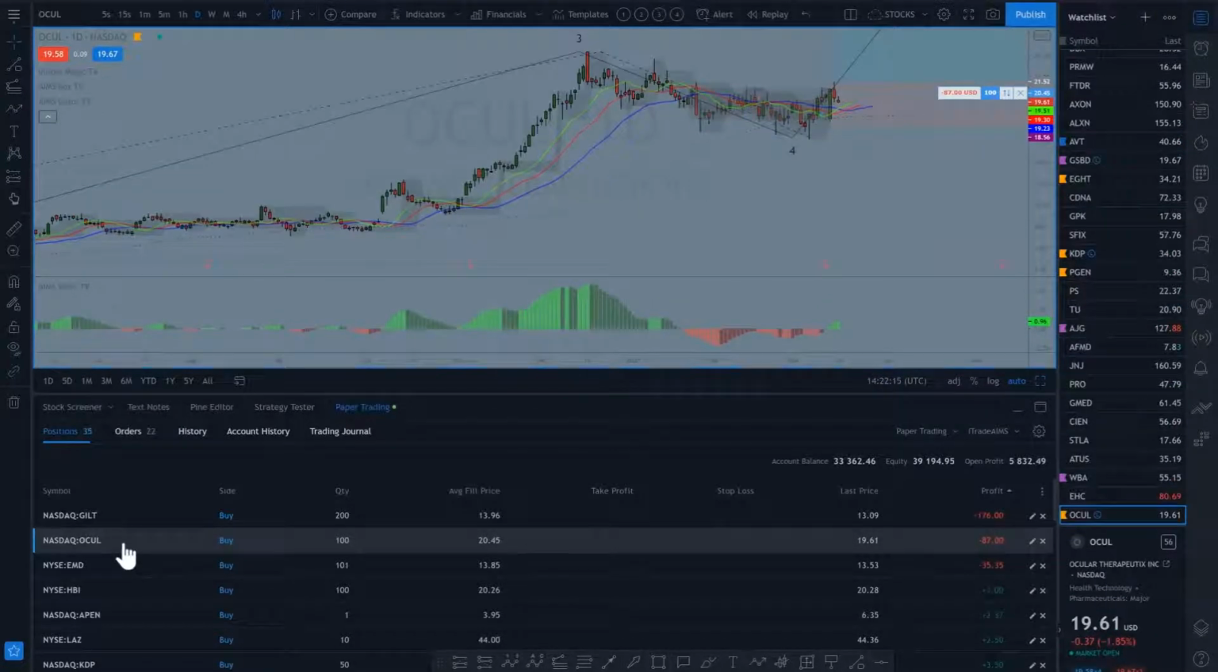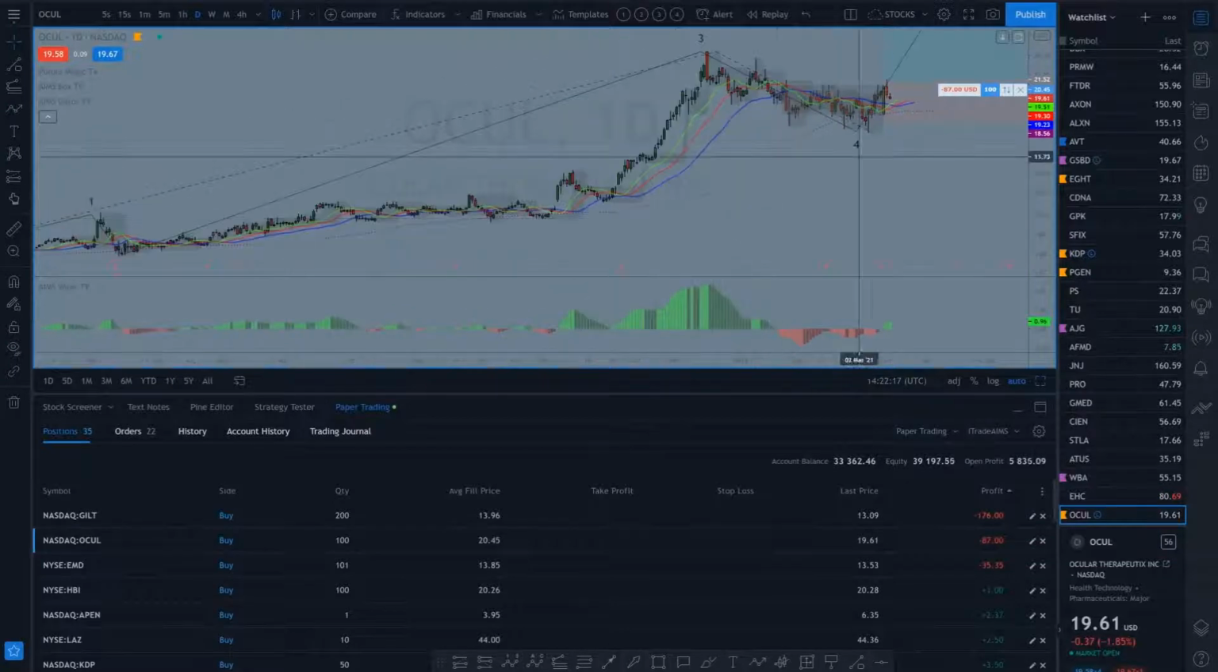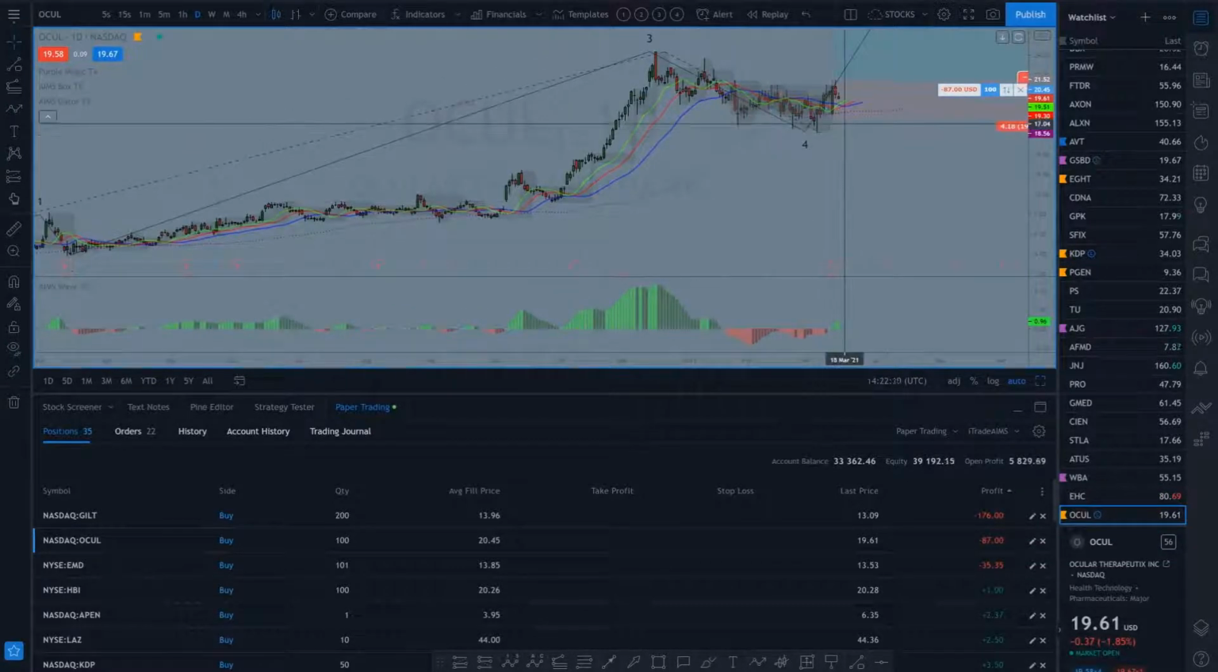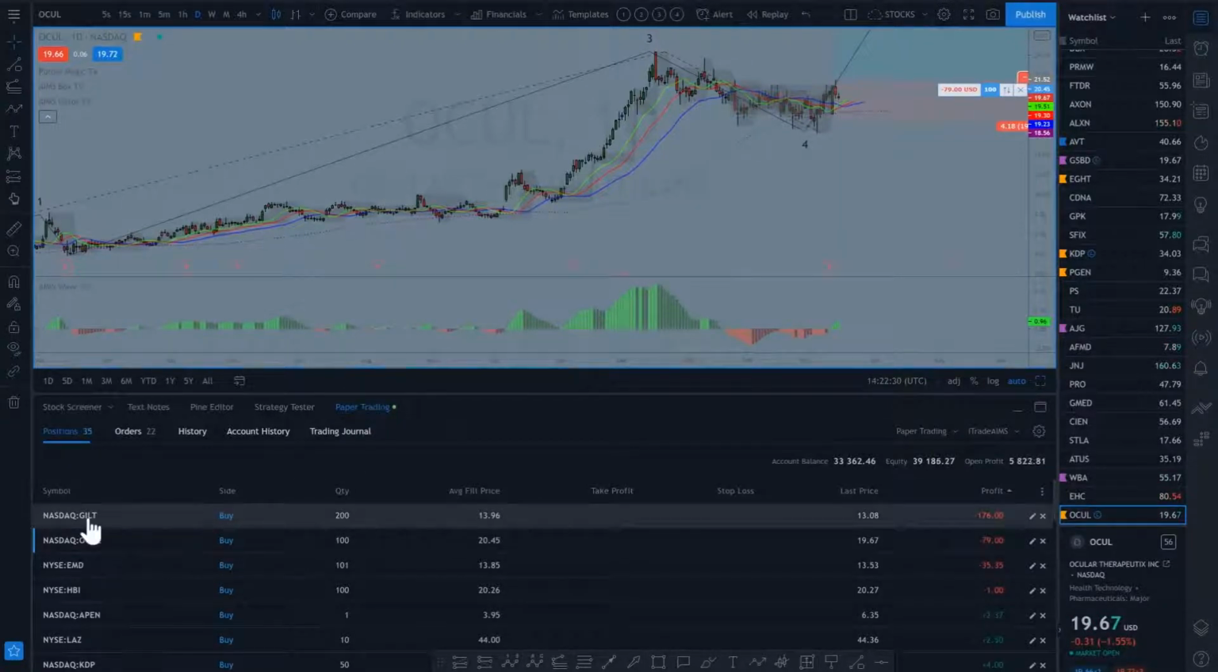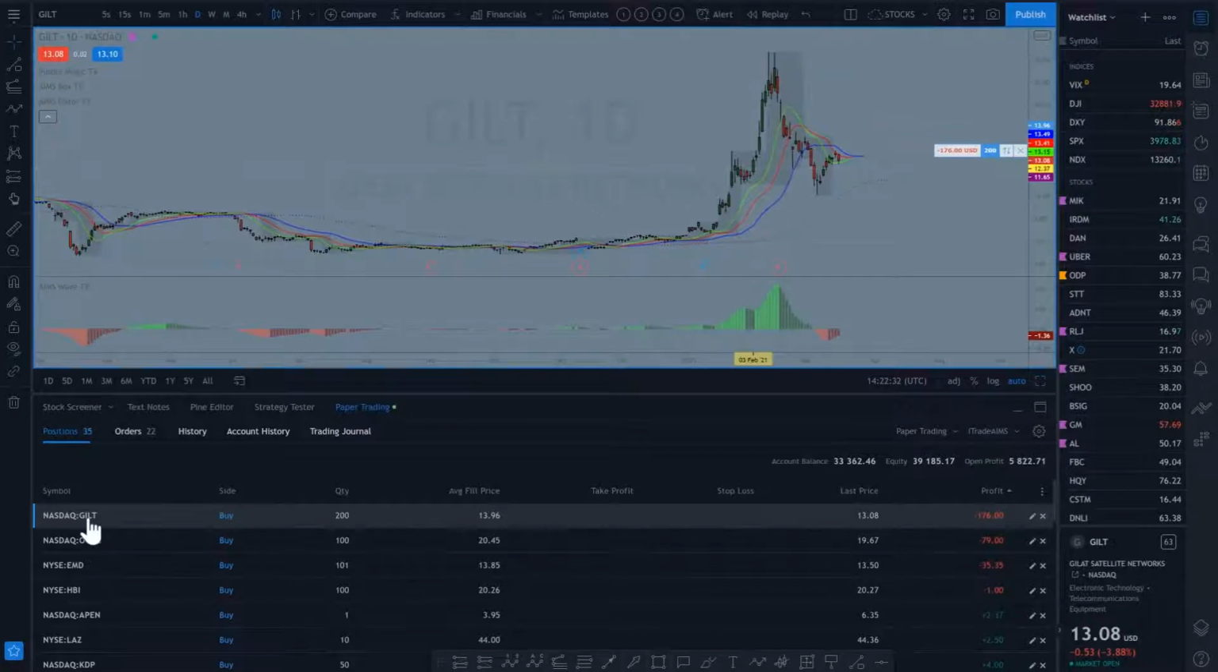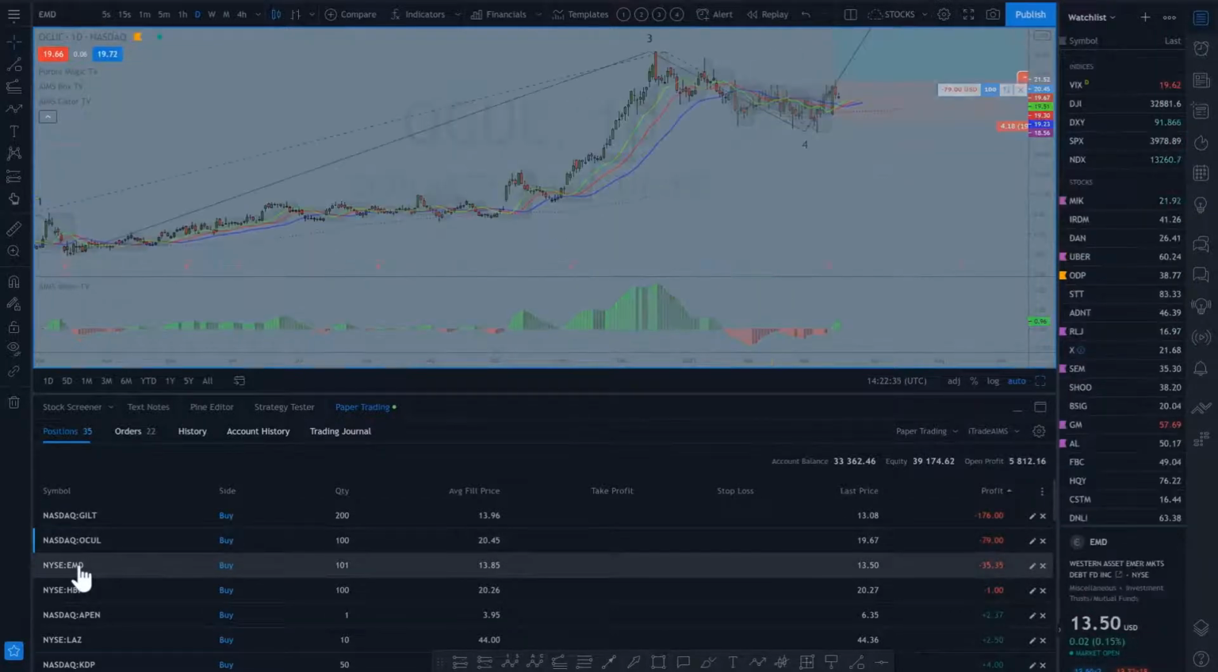OCUL. That stupid thing. This is the second time I'm paying rent on this. I was long here, it hit me, then I went long again. That's a stupid trade. GILT, that's not a problem. EMD, HBI.